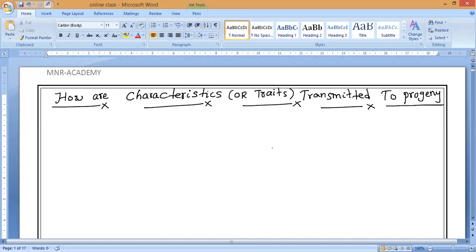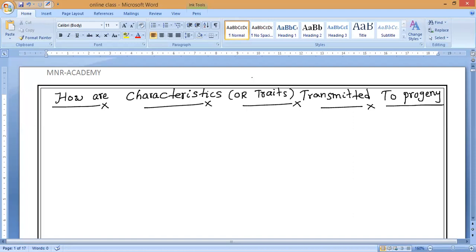As we know, in yesterday's class we already revised the laws given by Mendel regarding gene transmission. The first is the law of dominance, the second is the law of segregation, and the third one is the law of independent assortment.